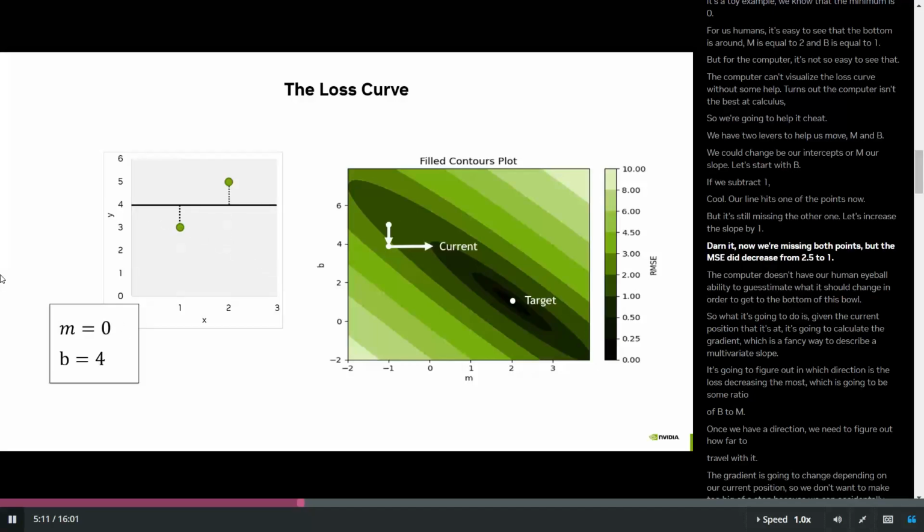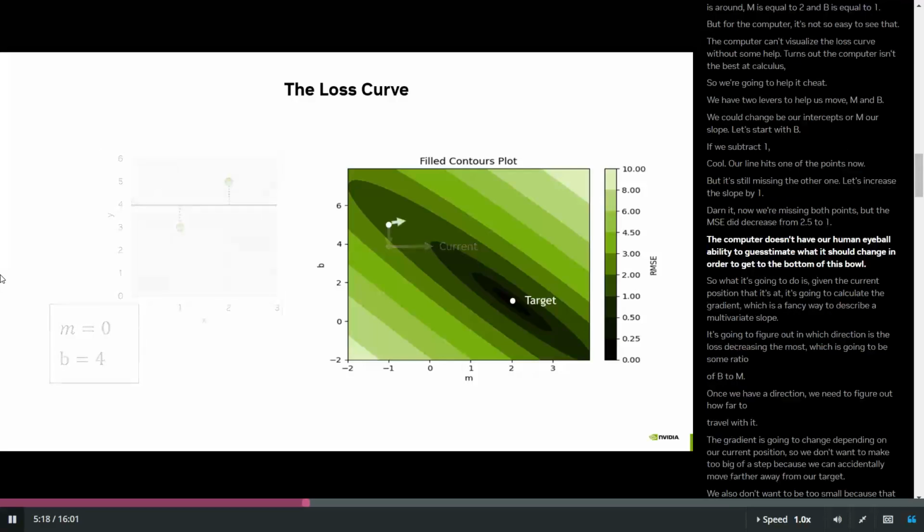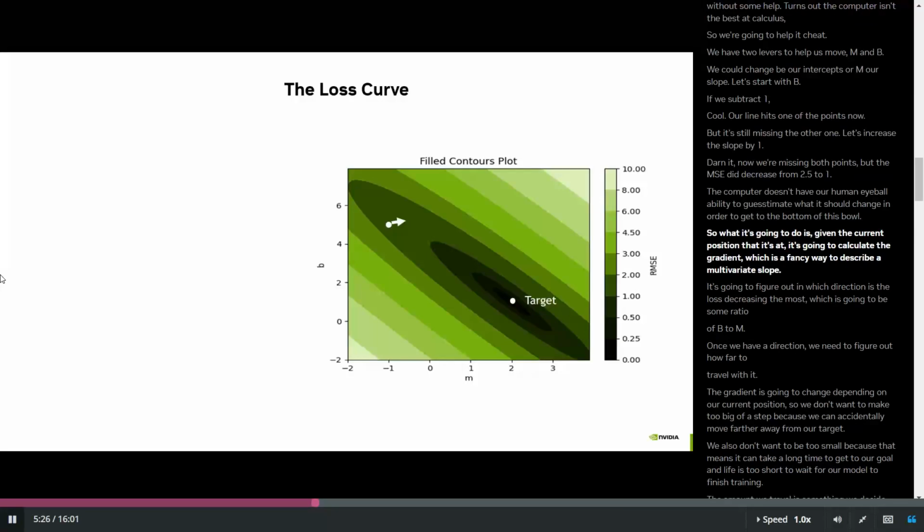Darn it, now we're missing both points. But the MSE did decrease from 2.5 to 1. The computer doesn't have our human eyeball ability to guesstimate what it should change in order to get to the bottom of this bowl. So what it's going to do is, given the current position that it's at, it's going to calculate the gradient, which is a fancy way to describe a multivariate slope.